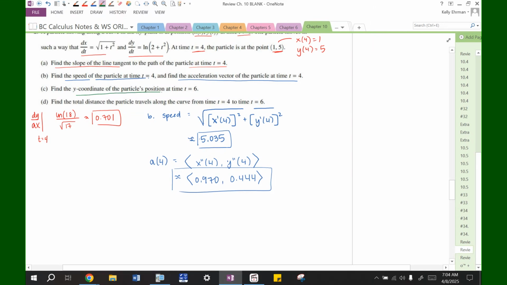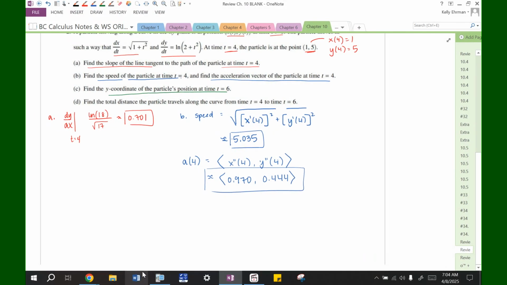Find the y-coordinate of the position at time 6. So this is why they gave us the position at time 4. Remember, this is like a fundamental theorem of calculus problem. I want to find y of 6. So I'm going to start at y of 4, add the change in position from 4 to 6 of dy dt, which is ln of 2 plus t squared. Remember to write dt right there. And that should equal y of 6. And I know that y of 4 is equal to 5.